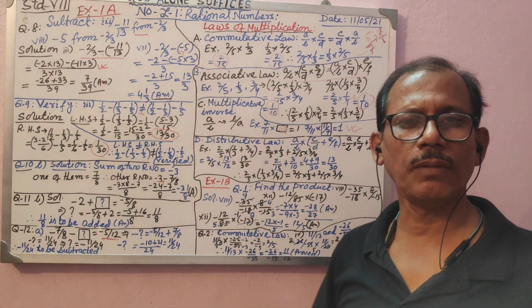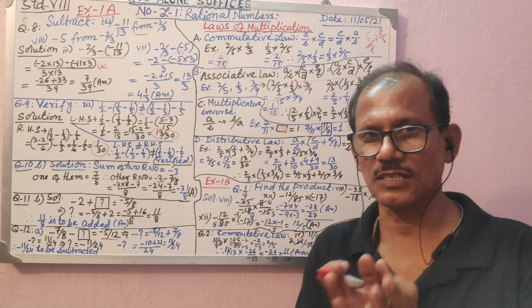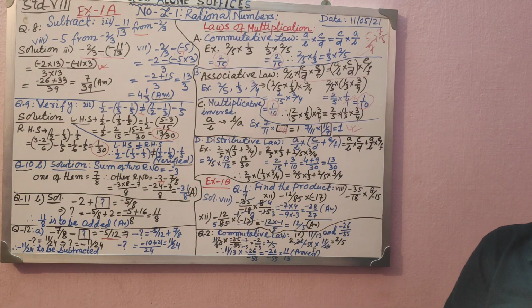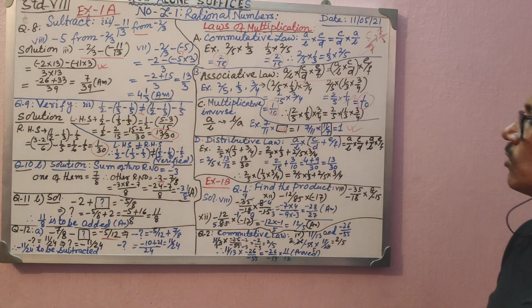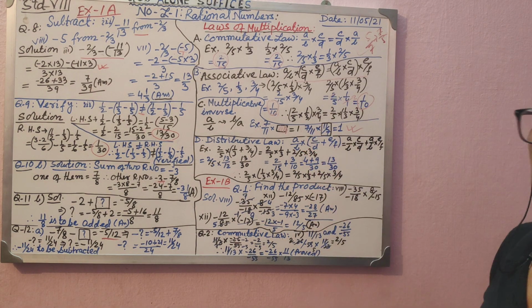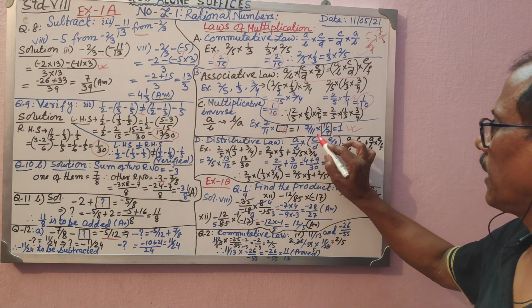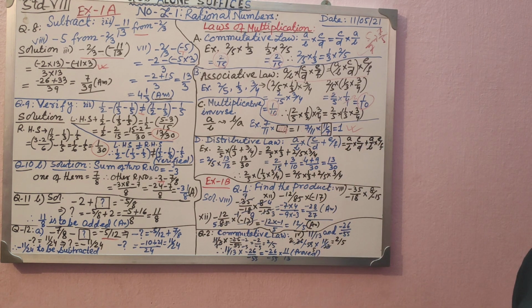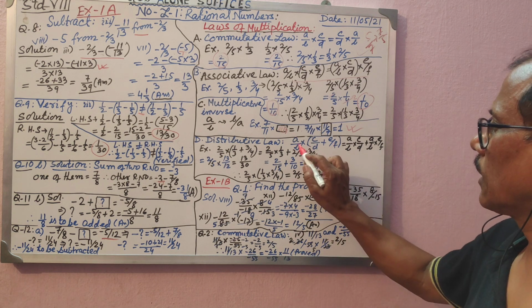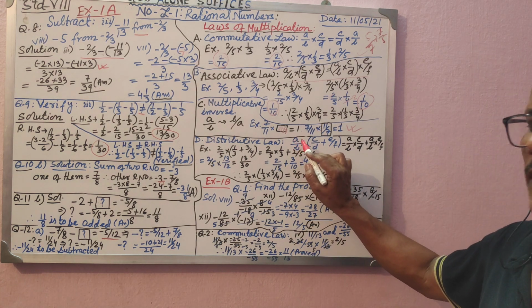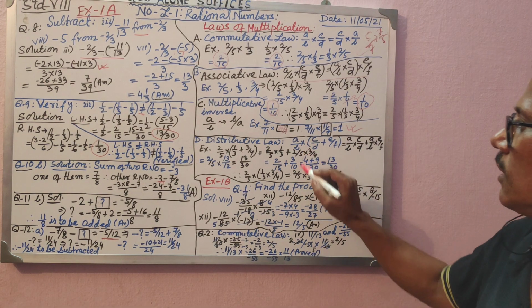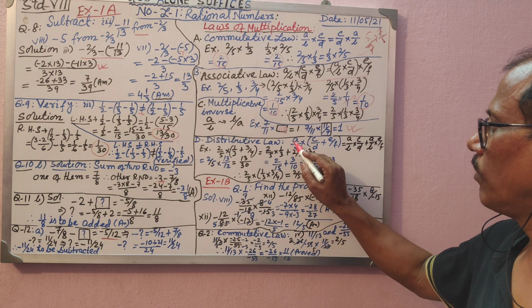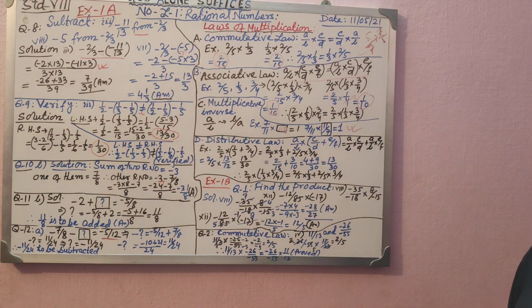So what is the distributive law of multiplication? Distributive law. That's a new law we are adding, which was not for subtraction or addition. Distributive law means, if one rational number is multiplied with the sum of two other rational numbers, then if you separately multiply the first rational number with the second rational number and add it to the product of the first rational number and the third rational number, both the side values will become equal.